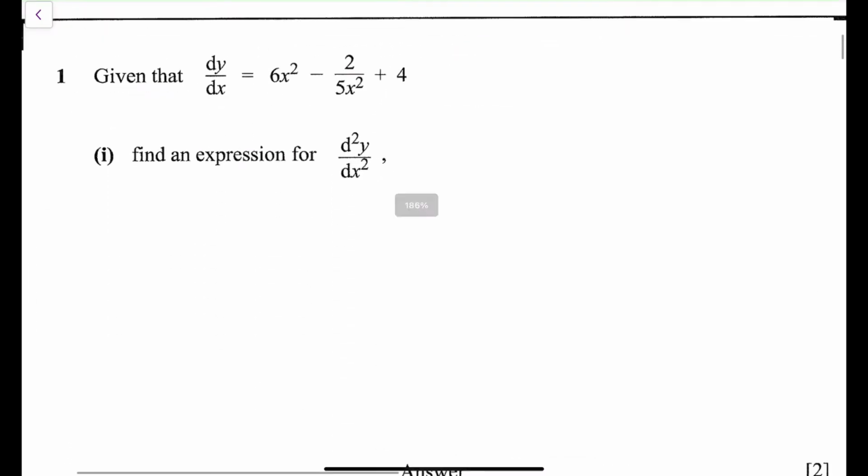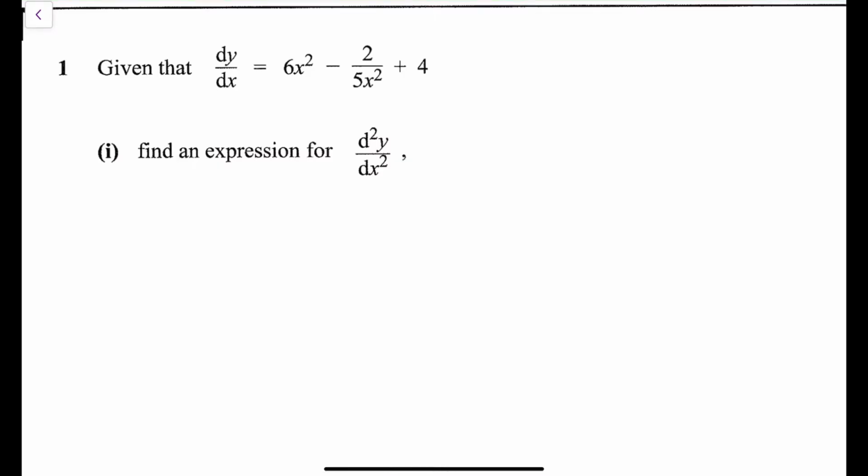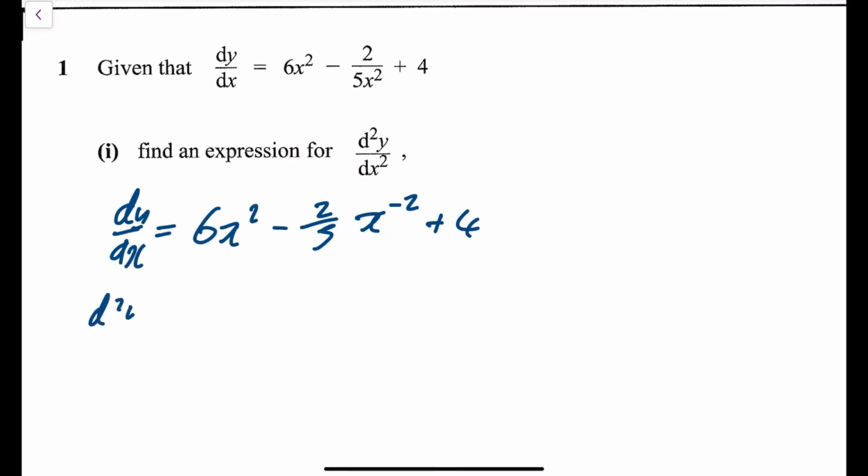First question: given that dy by dx is equal to 6x squared minus 2 over 5x squared plus 4, find an expression for d2y by dx squared. The first thing I'm going to do is write my dy by dx in index form. This term is fine. This one is 2 over 5 times x to the minus 2, and then plus 4. Your d2y by dx squared is what's called a second derivative. You get it by differentiating your dy by dx with respect to x.